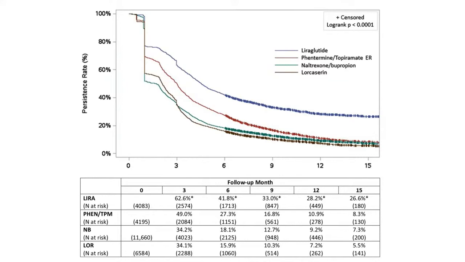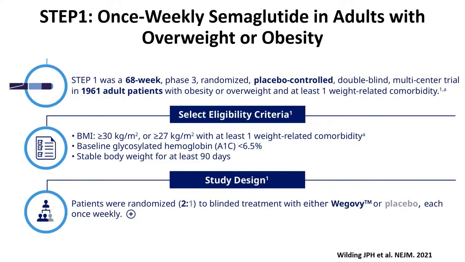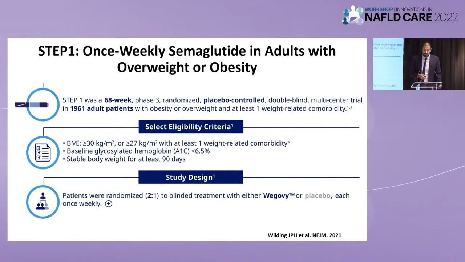So this is the problem that we have with anti-obesity medicines, that they might be effective, but in the real world, patients are not adhering to them. How about the new version of liraglutide, semaglutide? This is data from the STEP 1 trial. This was a large study, almost 2,000 patients for 68 weeks treated with the high-dose semaglutide, 2.4 milligrams weekly.